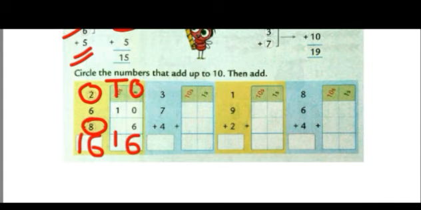Okay? Now moving on to the next one. Here first we need to circle. So we need to search for the 2 numbers which when we add give 10. So here 3 and 7. When we add them it gives us 10. So we will write 10 because 10 is a 2-digit number.